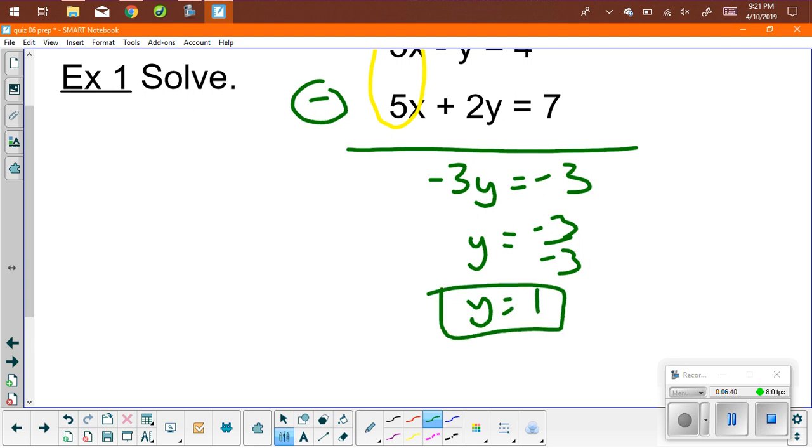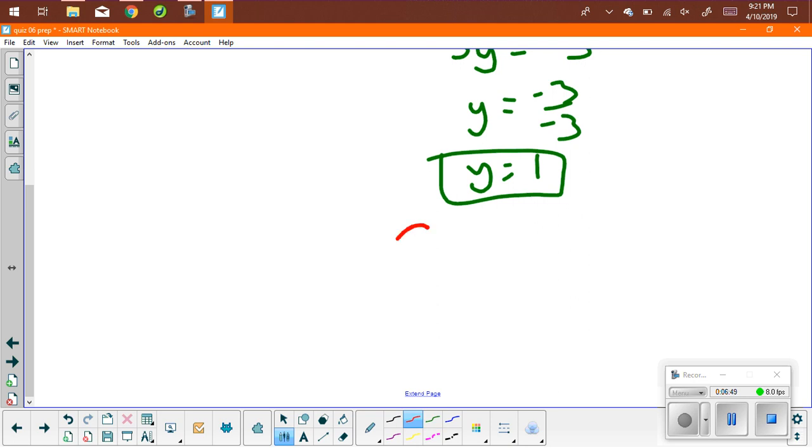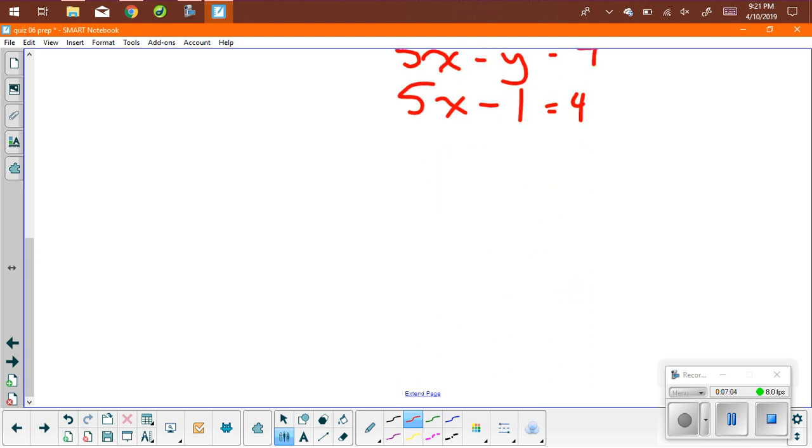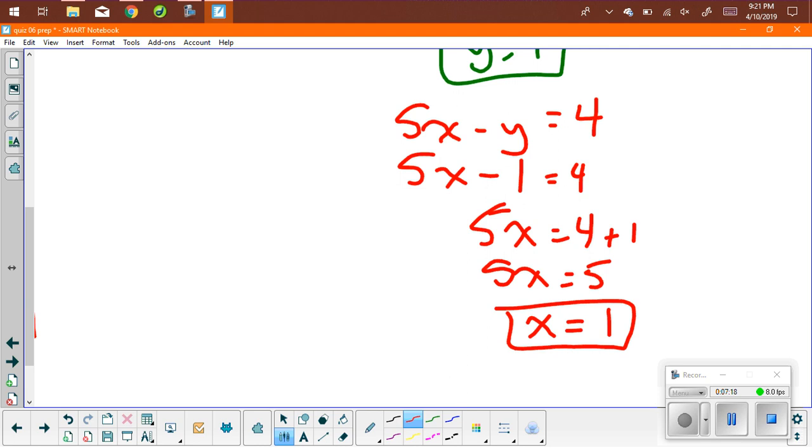Okay, but we're not done yet, right? I figured out y, now I have to go back and figure out what x is. So maybe we take that first equation. Let's write that one down again. It was 5x minus y is equal to 4. I knew y is 1, so 5x minus 1 equals 4. We bring over the 1. 5x equals 4 plus 1. So 5x is 5. If I divide them both by 5, that means x is going to be equal to 1. I got x is 1. So x was 1, y was 1.